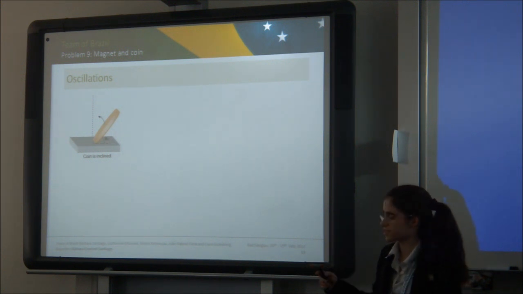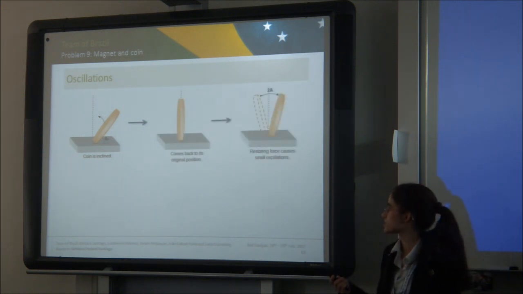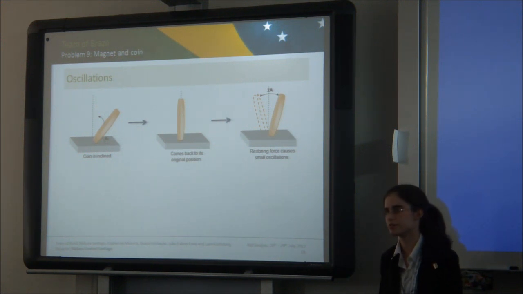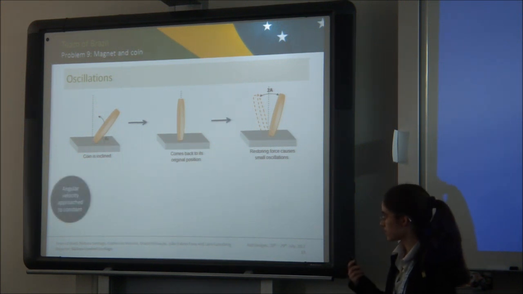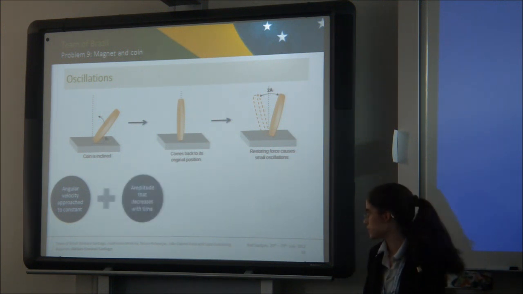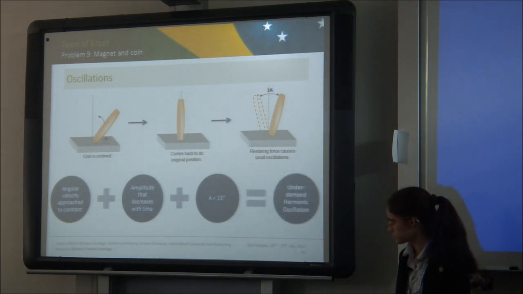So the coin is inclined in relation to the magnet at an angle θ1. It comes to the original position, and then it starts to oscillate due to some restoring forces that we attribute to the magnetic force itself. So the angular velocity is approaching constant, the amplitude clearly decreases with time, and the amplitude is really low, as we see.